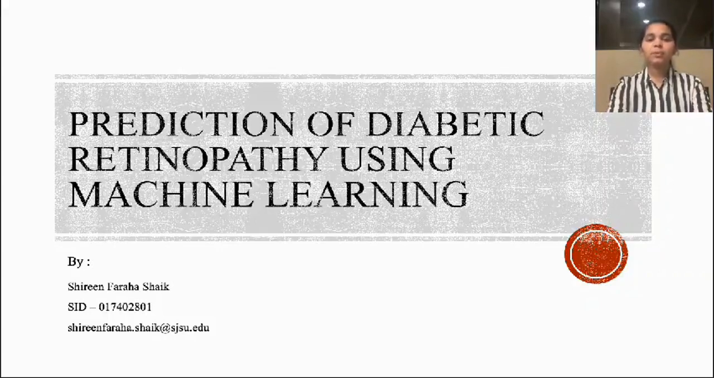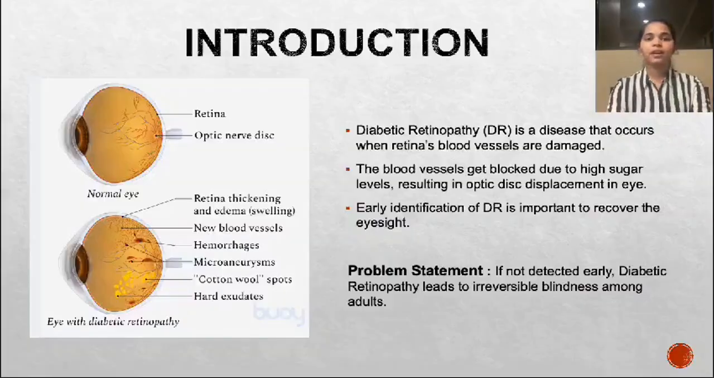We'll now dive into what diabetic retinopathy is, why it is so important to predict it early, and how we can change the lives of those who are suffering from it by predicting its presence using machine learning. Diabetic retinopathy is a disease that occurs when the retina's blood vessels are damaged or blocked due to high sugar levels, and results in optic displacement within the eye.